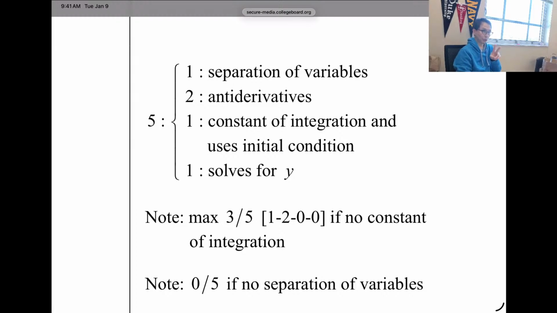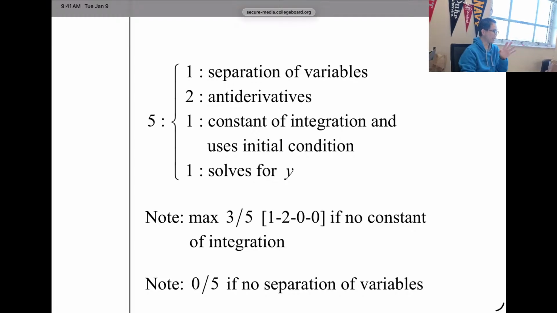Second, 2 points are going to be the antiderivative on the left side and the antiderivative on the right side. Constant equation, got the C, and solve for y, you got the last points. For me, I want to get all you guys all the points here. So we're going to give you harder practice because this question is actually way easier than the actual things. Okay?